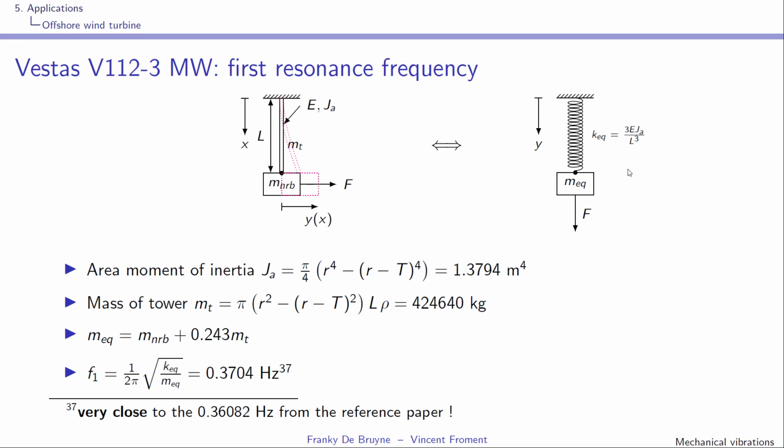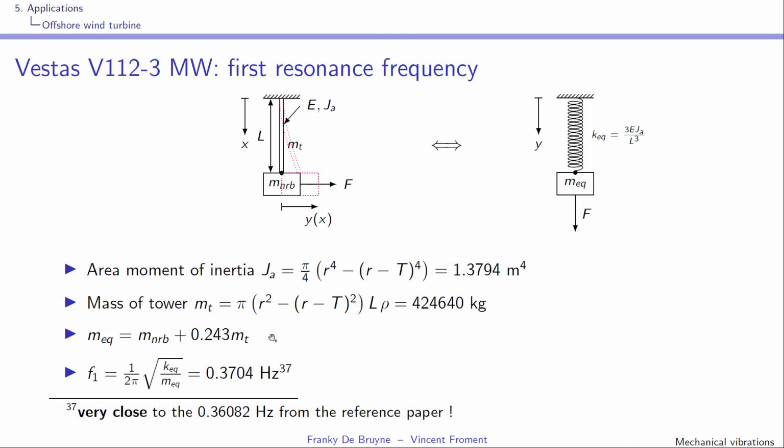For the spring stiffness constant, we have Young's modulus, we have the length, but we need the area moment of inertia, which is calculated over 4. Well, since we have a cylindrical shape, the area moment of inertia is pi over 4 times the outer radius to the 4th power minus the inner radius to the 4th power. And if you compute this, this is what you obtain.